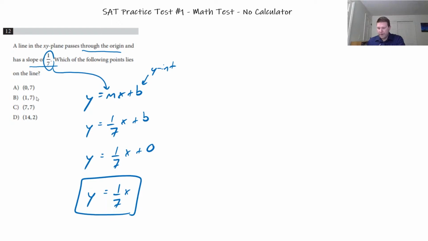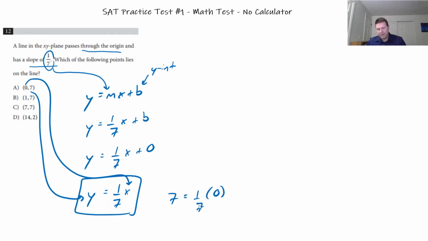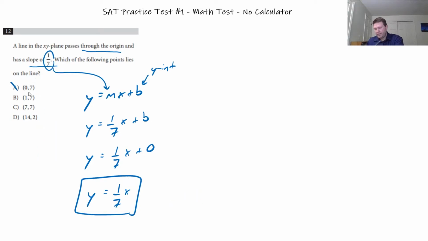So I'm just going to erase that here. And if we go through the options, one of them here is actually bait. So if you plug a in right here, that would look like, remember, x is 0. So 0 would go right here, and then the 7 would go right here. So it's like 7 equals 1/7 times 0. And then 1/7 times 0 is just 0. So 7 equals 0. The point isn't on the line, right? So I'm just going to rewind a little bit here, and we can cross off a. So a is definitely no.